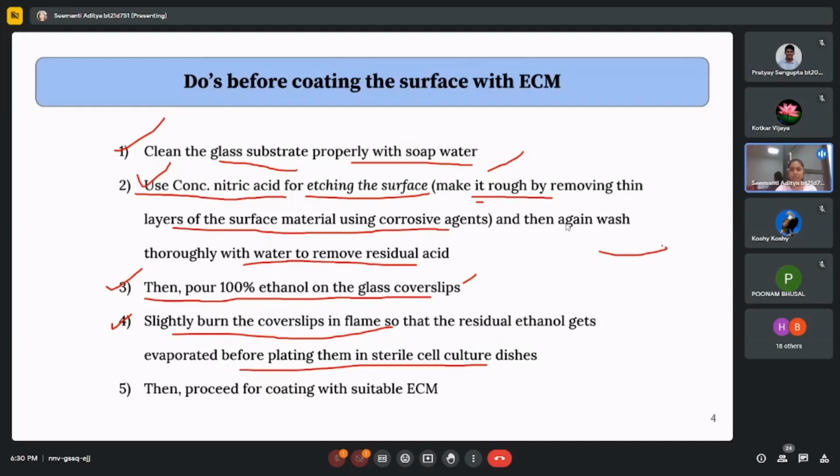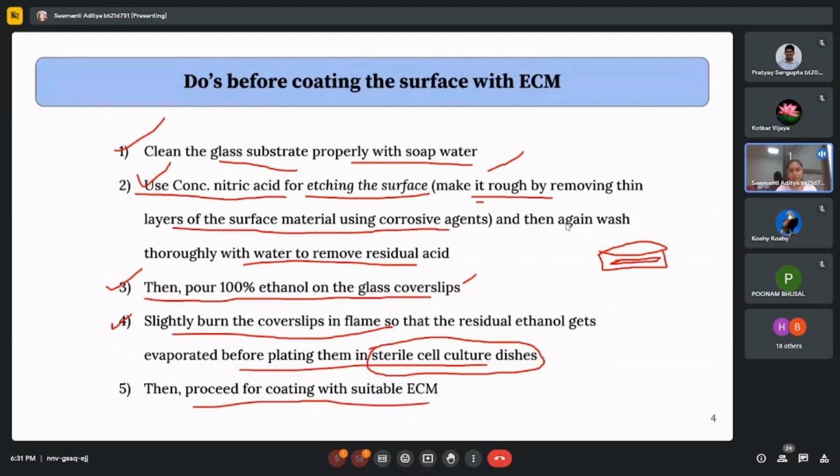In the cell culture dishes, we can plate our cover slips or slides or whatever we want to do. This step is similar for cover slips, glass slides, or whatever dishes we require for coating the ECM on. Once we have done this, we can put it in sterile cell culture dishes, and then we can proceed with the coating with suitable ECM.